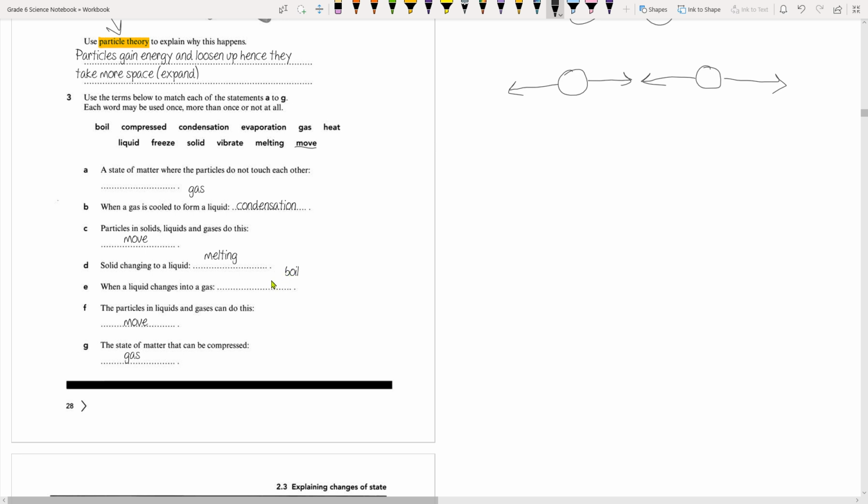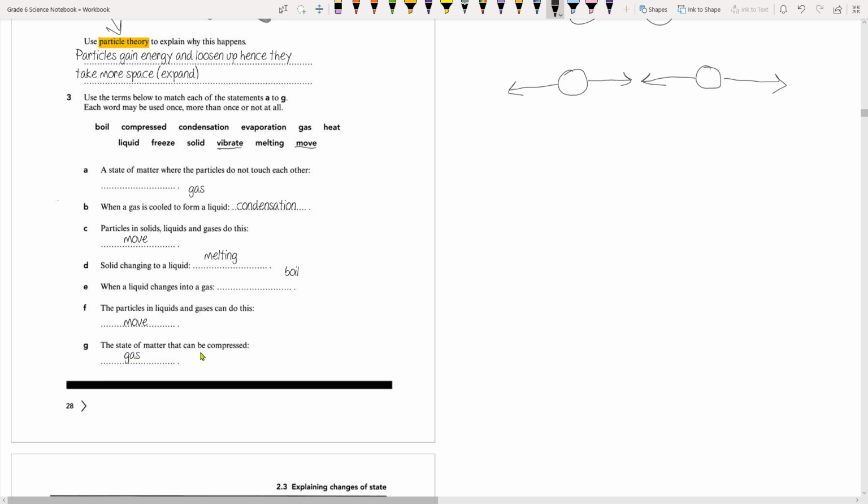The particles in the liquid and gases can do this. Both of them can move. The word vibrate is there, but that is only for solids. I couldn't find anything more appropriate that could fit over here, because the word compressed is only used for gases. Evaporation would be used only for liquids. Vibrate, as I said, would be used for solids. So none of these fits over here, so I'm just using the word move.